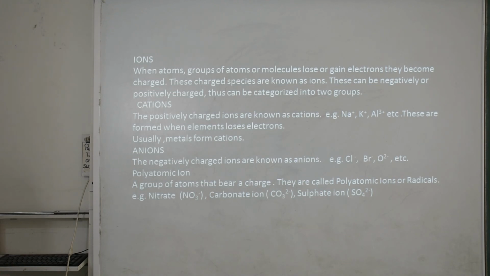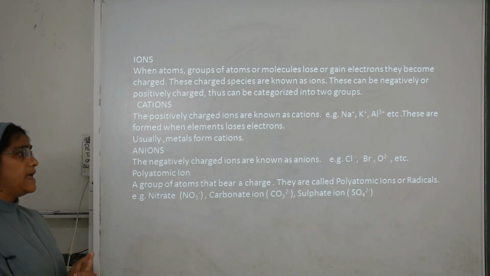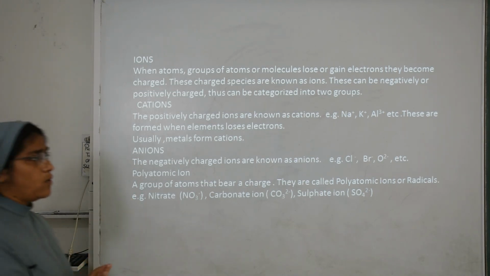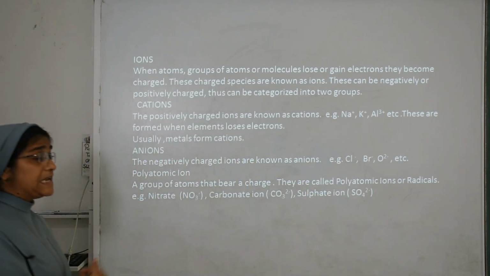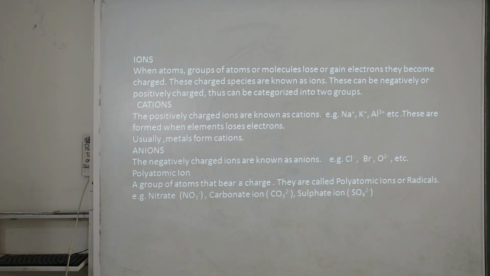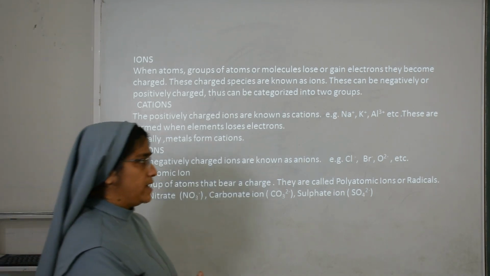Then anion means negatively charged particles are known as anions. So we can see chlorine, with a minus written. Why? Because they are gaining electrons. Then bromine, in the case of bromine, they are gaining an electron. They are gaining 1 electron. Chlorine, they are gaining 1 electron.